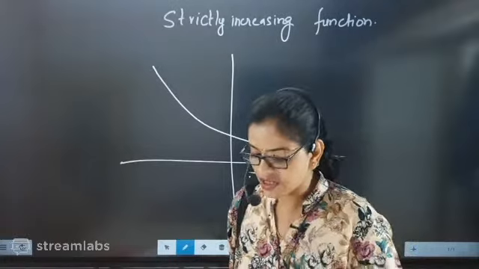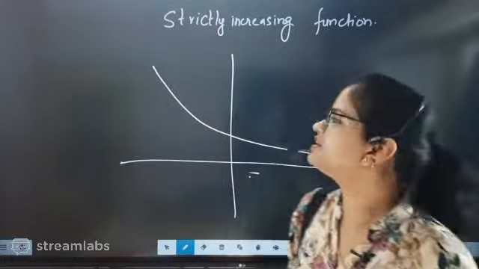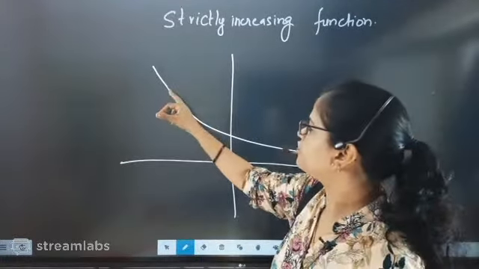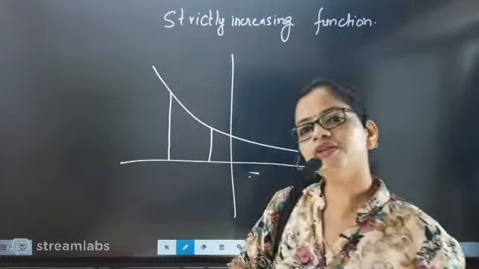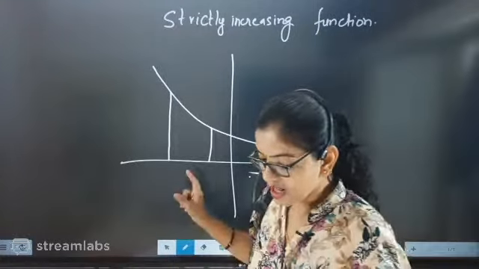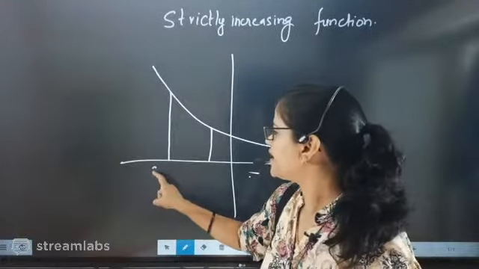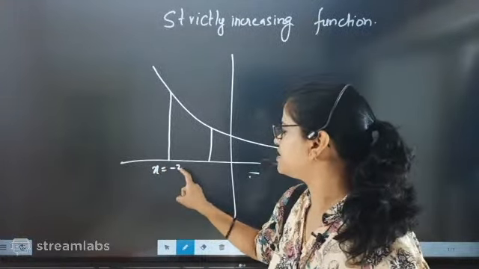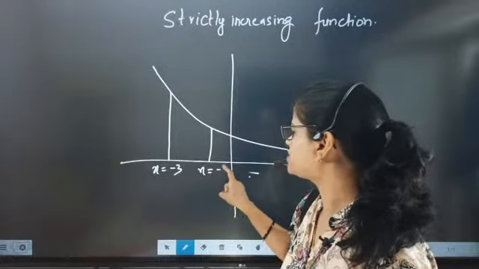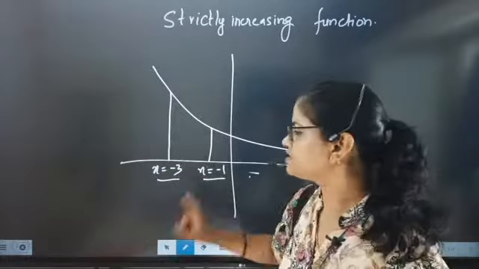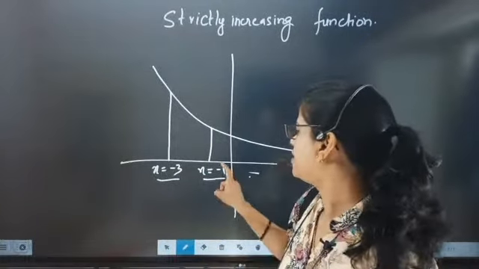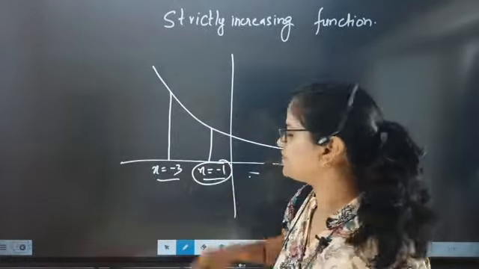Yes, absolutely. It is strictly decreasing. Why beta? Because if you put here, you will say, auntie, how can you say it is strictly decreasing? Then the answer is, beta, you see here, x equal to minus 3, x equal to minus 1. Now tell me which one is greater. Among these two x values, which one is greater? You will say, auntie, this one is definitely greater.